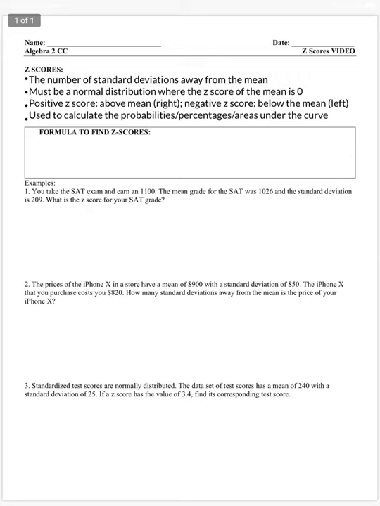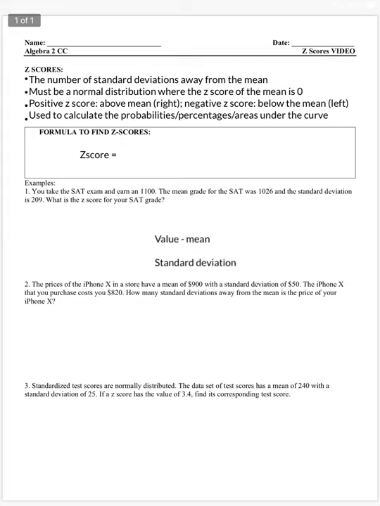There is a formula to find the z-scores. The formula is that the z-score is equal to, you would take the value of whatever it is that you're asking, the value minus the mean, divided by the standard deviation.